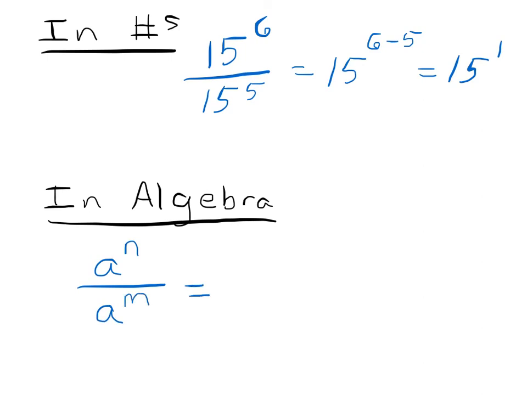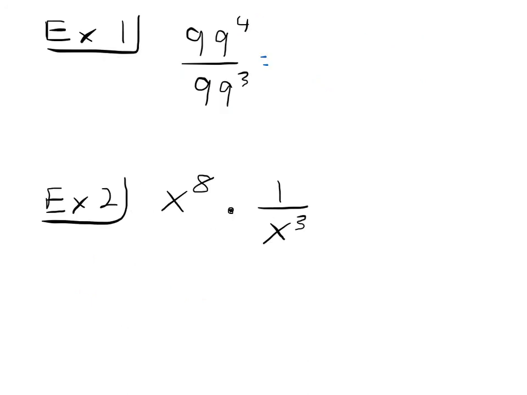They have the same base. So what can we do with their exponents? Well, we can subtract. So we keep the base, and then it's n minus m. Okay. All right, let's go on to this one.